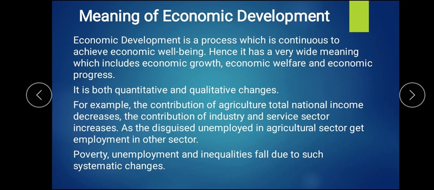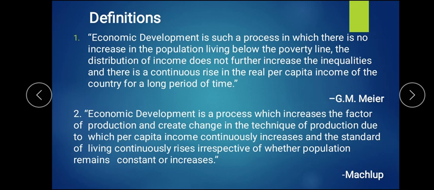So how can it be done? It can be done by reducing poverty, reducing unemployment, and reducing inequalities of income and distribution. If the reduction of these three things happens, or they are totally eradicated from the economy, we can say it is economic development. Here an example has been taken: if the contribution of agriculture to the national income decreases, the service sector and industrial sector also fall. This is how it works.